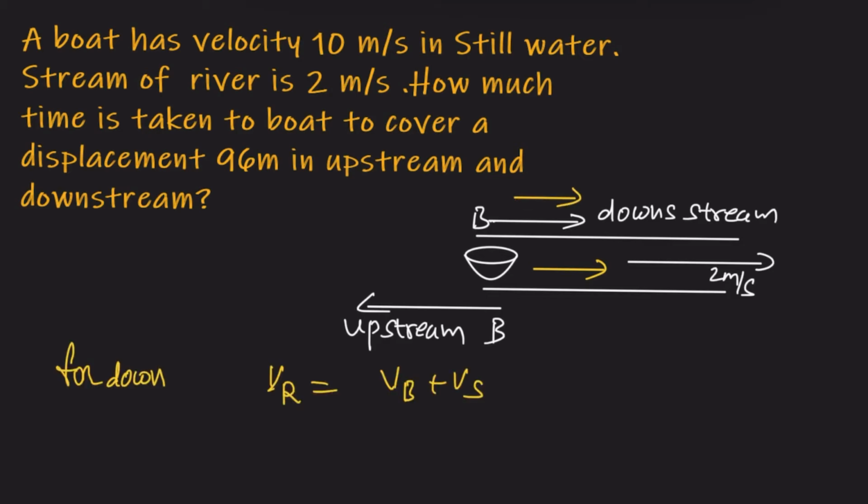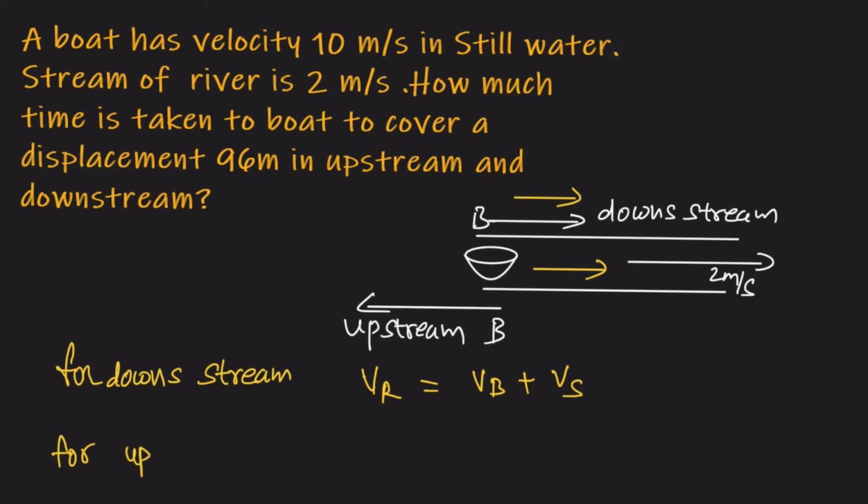So here, downstream, the resultant velocity of the boat with the stream is the velocity of the boat plus the velocity of the stream. For upstream, the resultant velocity of the boat with the stream is the velocity of the boat minus the velocity of the stream, because the motion is opposite to the stream of the river, so we get a negative here.